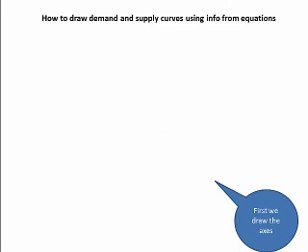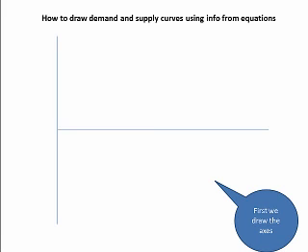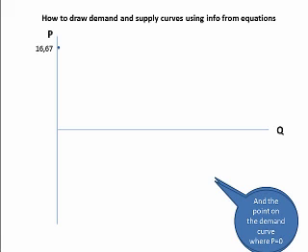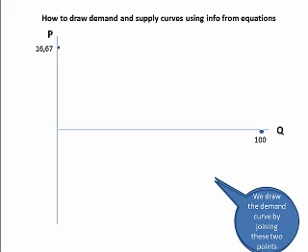Now we draw the demand curve. First we draw the axis. The vertical axis we call P, prices, and on the horizontal axis we show quantity. Now we find the point on the demand curve where quantity is equal to 0, and that was when the price is equal to 16.67. And then we find the point on the demand curve where the price is equal to 0, and that was where quantity is equal to 100. We draw the demand curve by joining these 2 points. That is our demand curve.